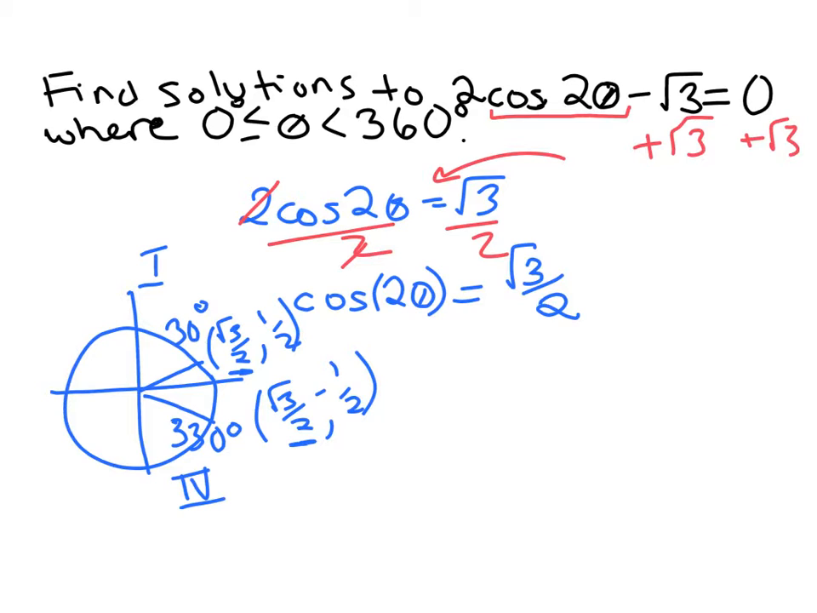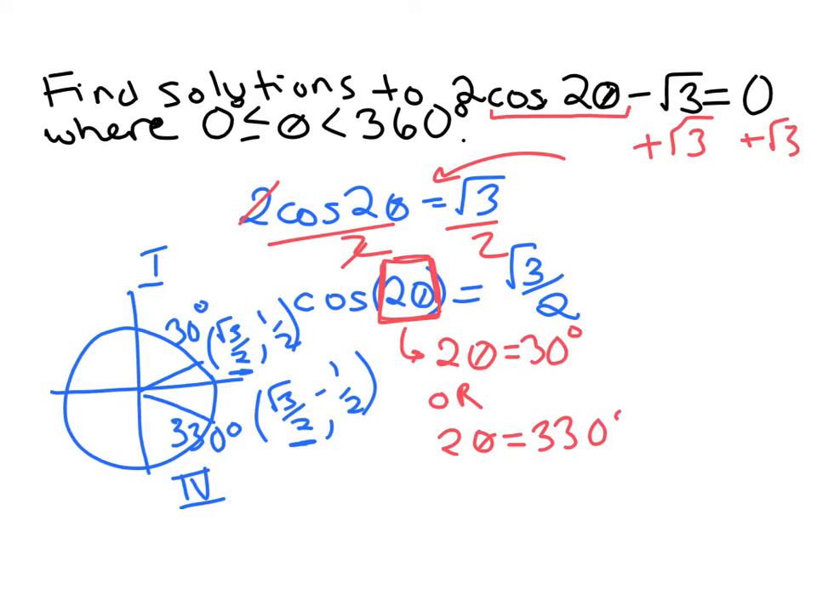So, all right, now we're going to worry about what's inside. So I know that I want cosine of either 30 degrees or 330 degrees in place of that 2 theta. So now I know, okay, my solutions are going to come from 2 theta equals 30 degrees or 2 theta equals 330 degrees.